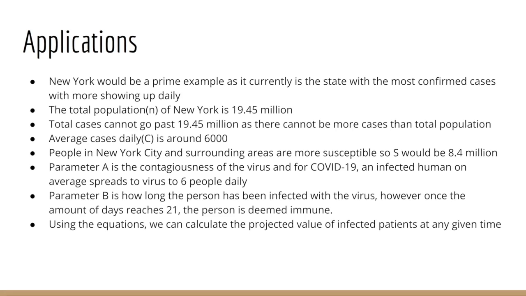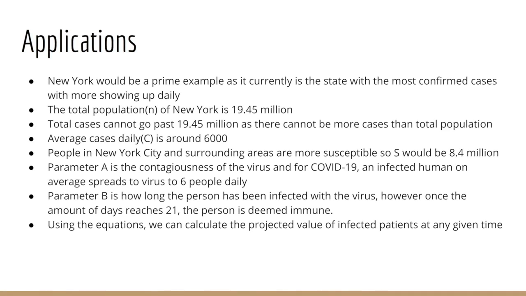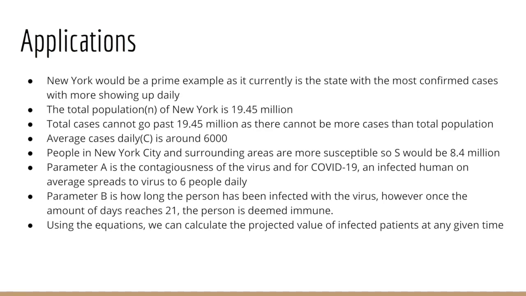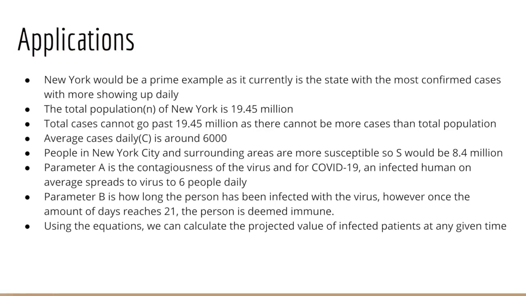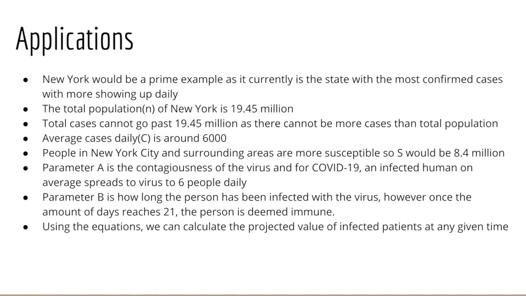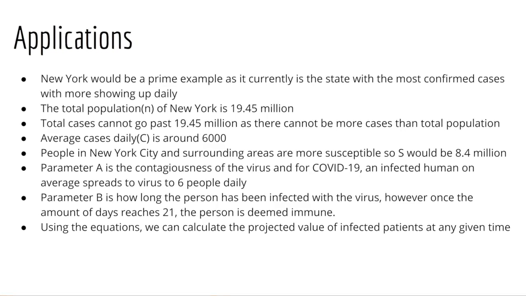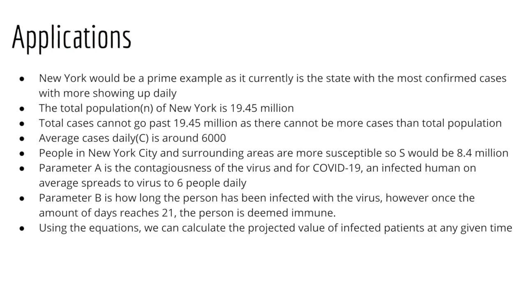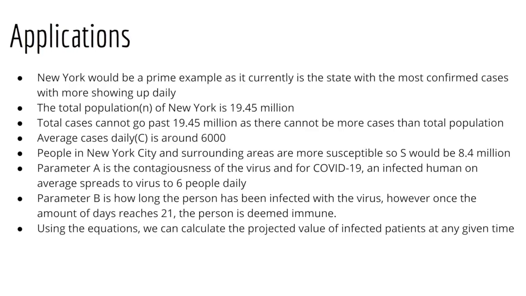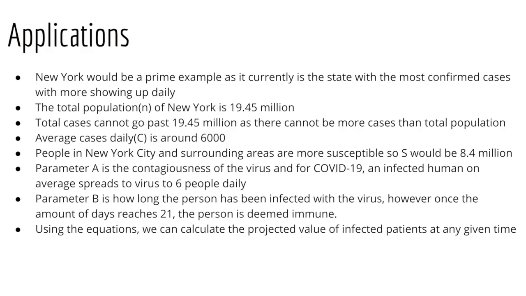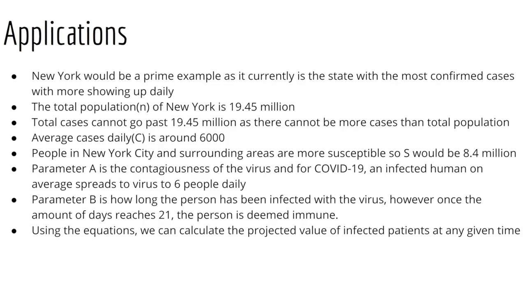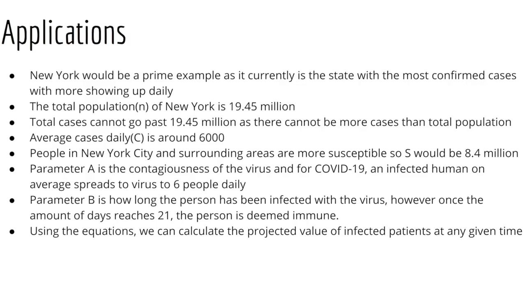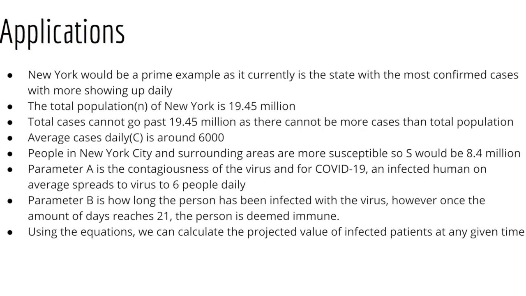Using New York as an example, we can estimate the total population variable n as 19.45 million to be the horizontal asymptote, as there cannot be more cases than people living in the state. During the month of March, new cases averaged around 6,000 people daily. We can let that equal c, as it gives an idea of the infection rate per day. However, there are obviously more people who are susceptible to the virus, such as people who live in bigger cities. Therefore, we can assume that New York City's population, which is 8.4 million, would equal s.